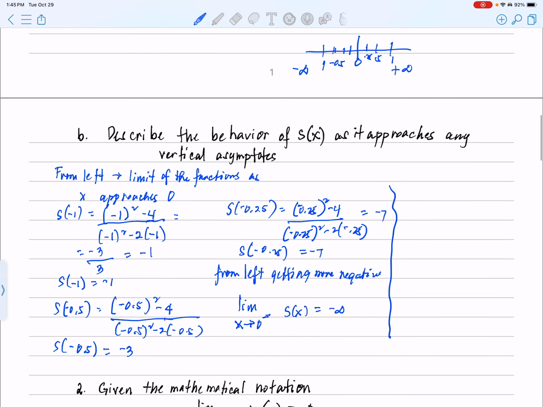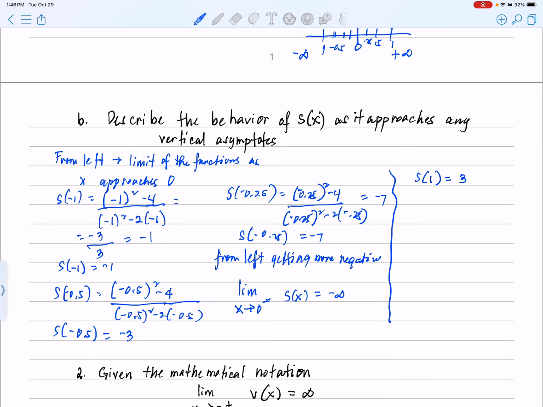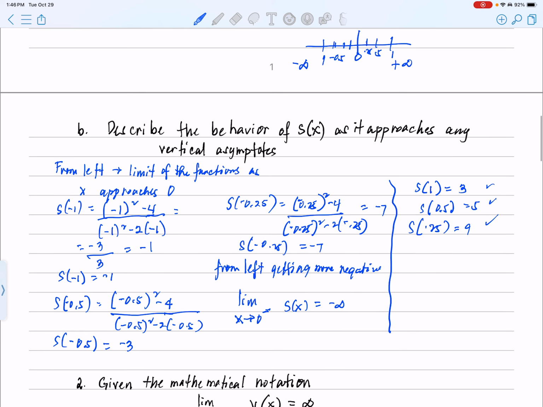Okay? If I substitute s of positive 1, I'm quite sure I will get a value of 3. If I do s of 0.5, I get the value of 5 by substituting. I'm not showing it, but the same thing will come out. If I do s of 0.25, the closer it is to 0, I get 9. So that means it increased the closer it gets to 0. As we approach 0 from the right, the function values are getting larger.